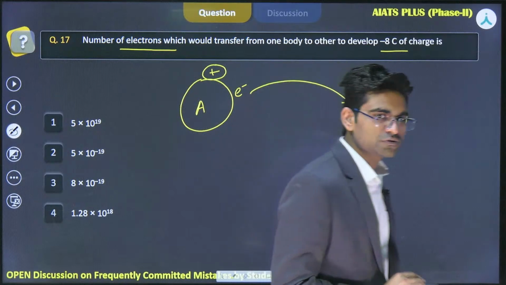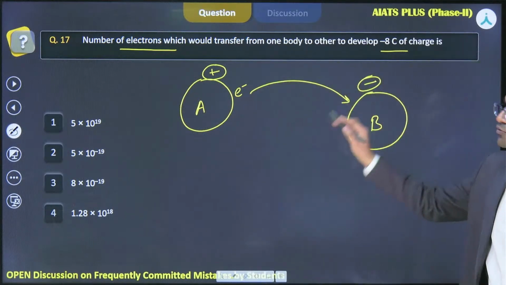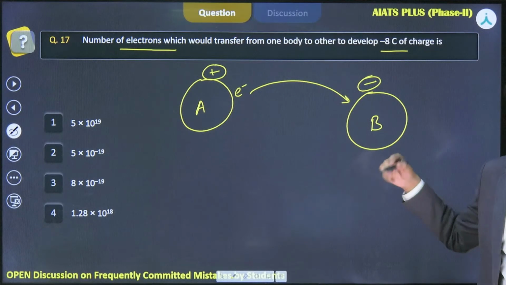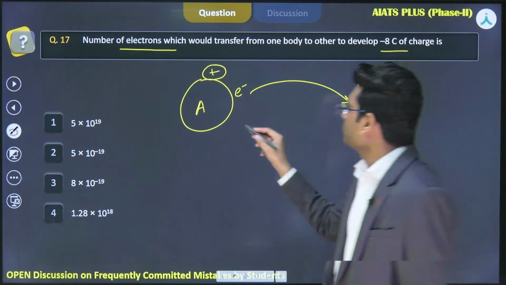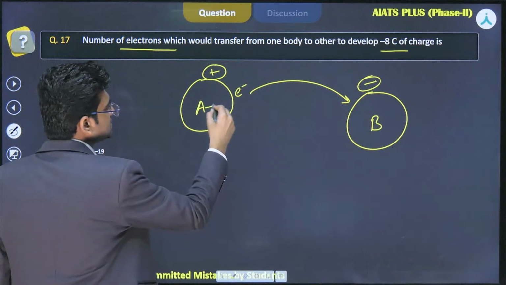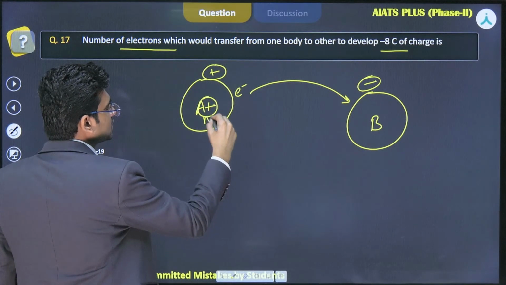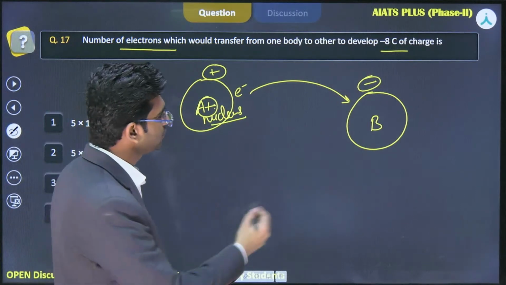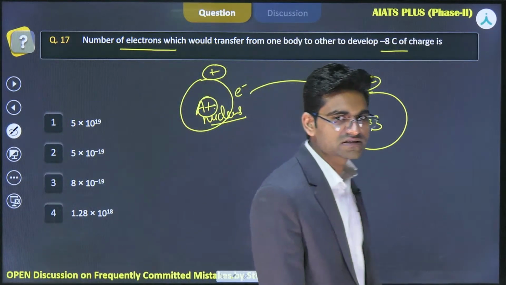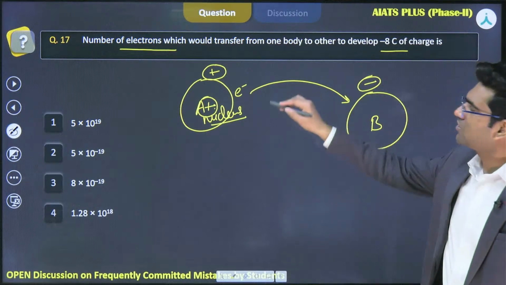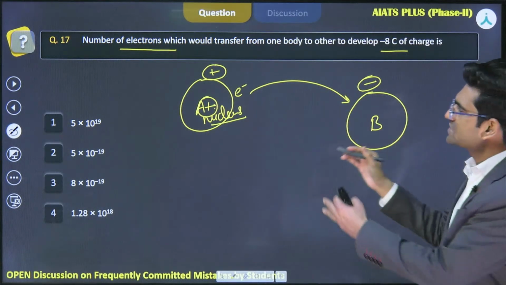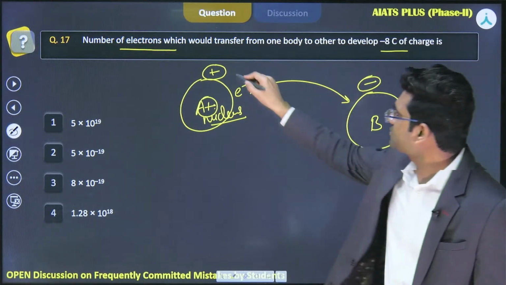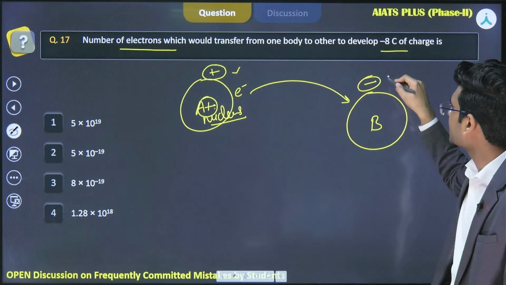Okay. So students, as you can see here, usually we transfer electrons from one body to another to charge the body, right? Because positive charge resides inside the nucleus, and it is very hard to take charge out of the nucleus. That's why whenever you see questions of charging and discharging, you will notice that the charge which is getting transferred is always through the electron only. Okay. So this will be positively charged, this will be negatively charged.